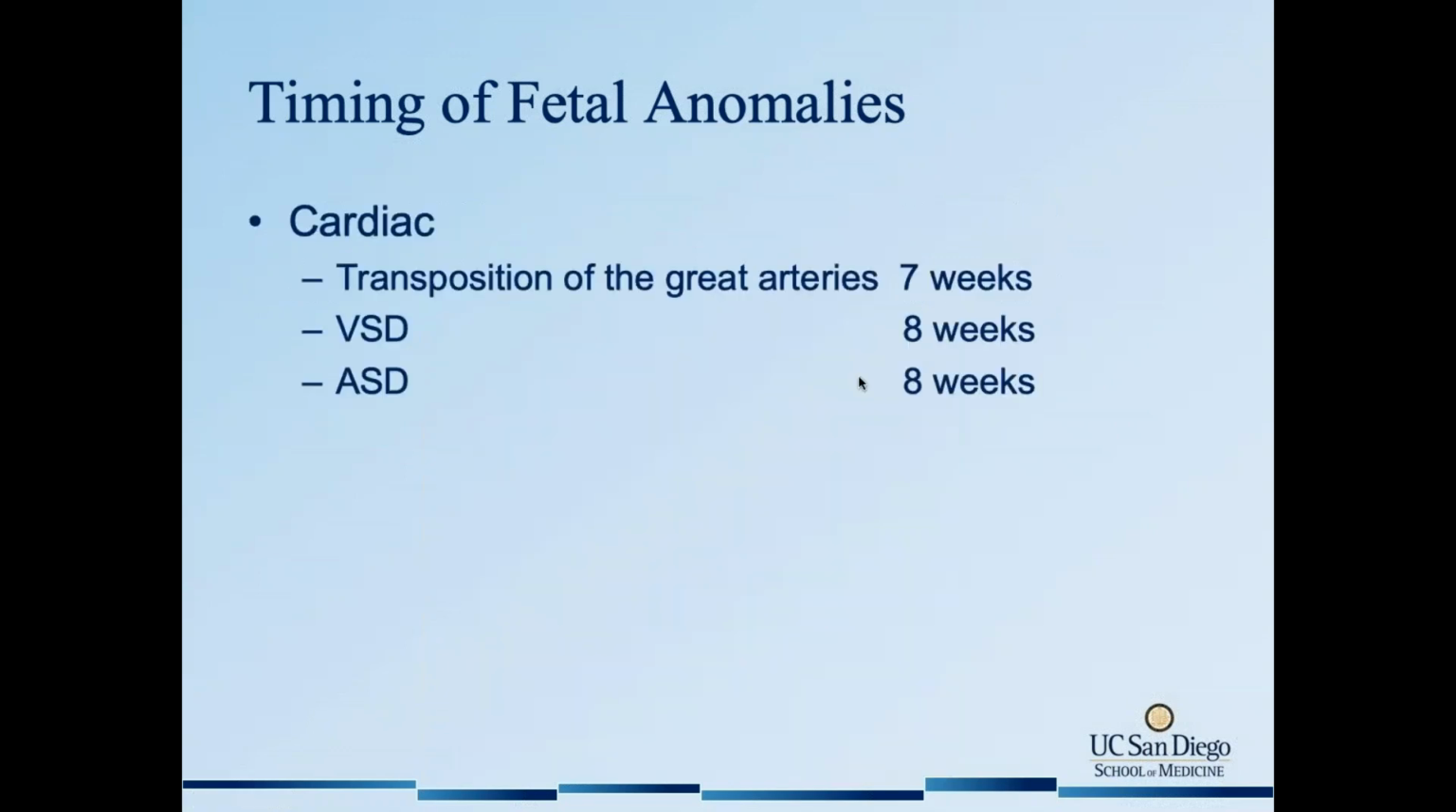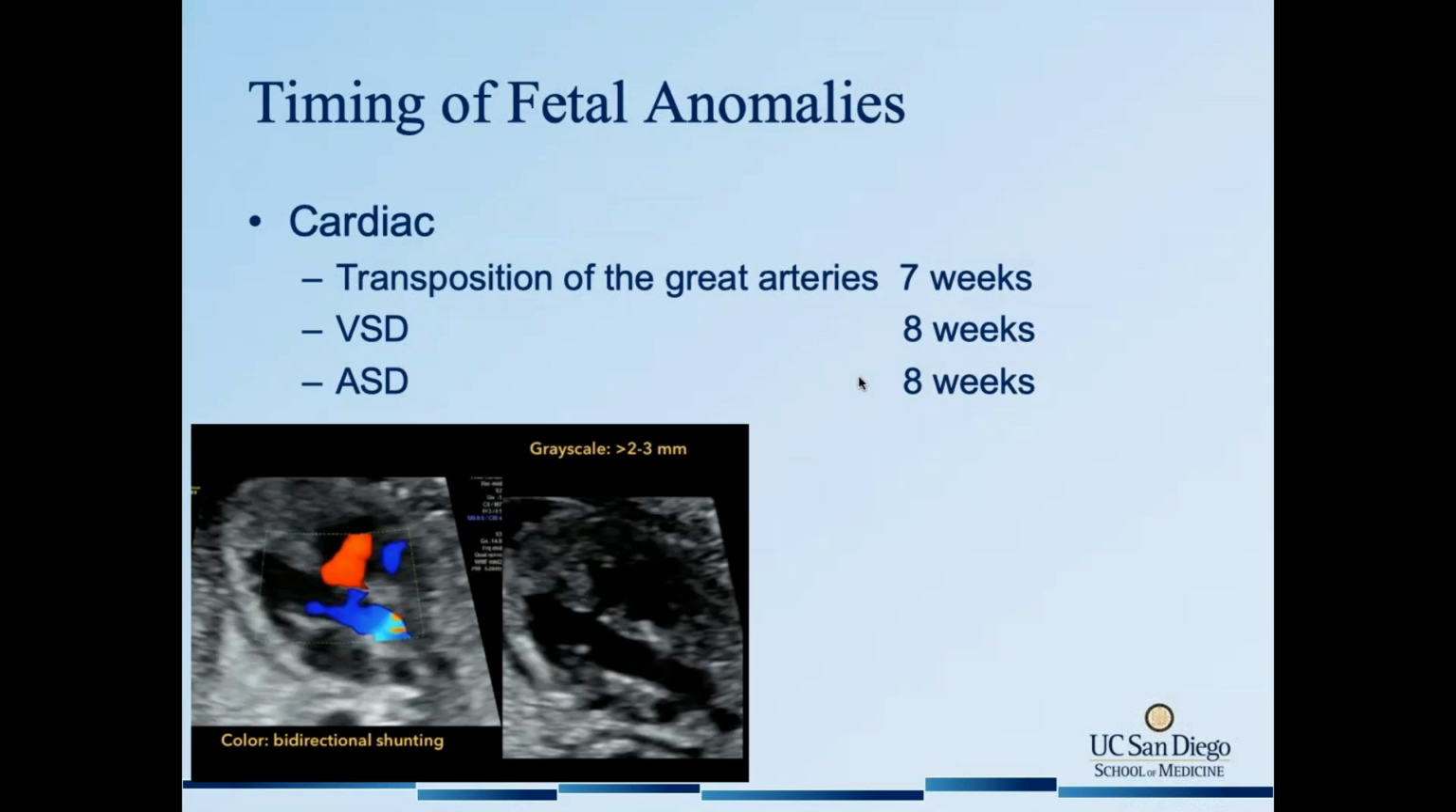The other target tissues that are sensitive to hyperglycemia are the cardiac tissues. The main abnormalities that we see are transposition of the great arteries, which occurs at 7 weeks, and then VSDs, or ventricular septal defects, and atrial septal defects, which can occur as early as 8 weeks as well. And here I'm just showing you an ultrasound image for orientation.